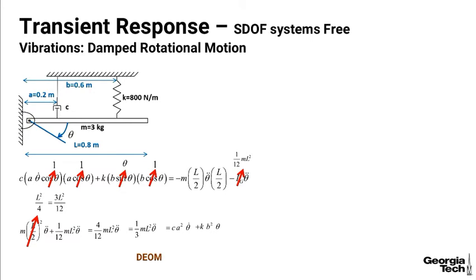Actually, this should be a plus, right? Because I've got plus, plus, and minus. So when I take those minuses on the other side, all of that equals 0. And so that's my DEOM. Here I've multiplied by 3 and divided by ml squared, so I've got the coefficient of my acceleration term equal to 1, which is the standard form.